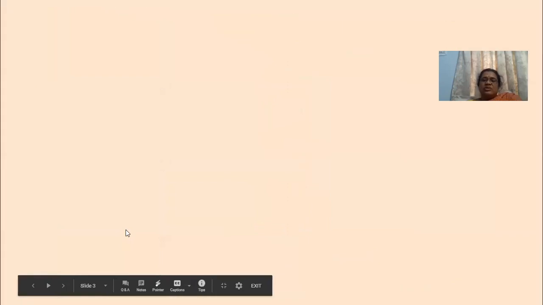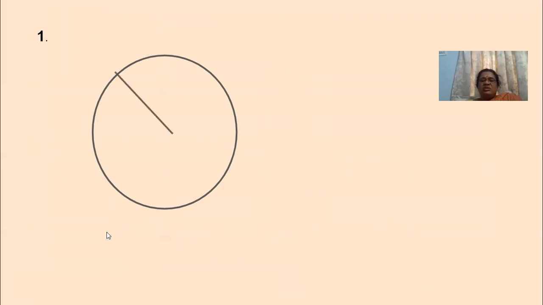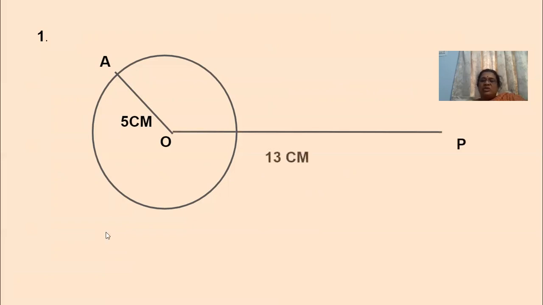Let us go for the first construction. That is, the circle of radius 5 centimeters is given and the point away outside of the circle, and that is P, at about 13 centimeters from the center of the circle is given. So first we'll draw the circle of radius 5 centimeters. Like this, we have to draw the circle 5 centimeters and we locate a point P away from the center of the circle, which is about 13 centimeters from the circle.